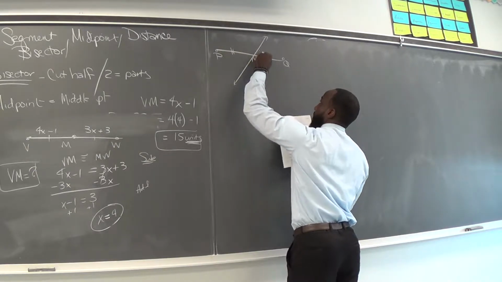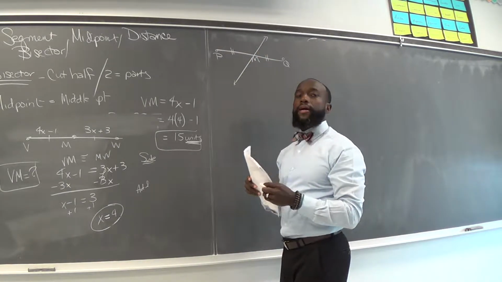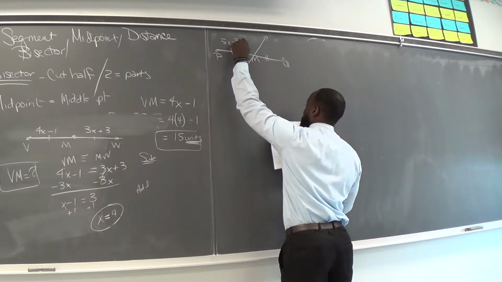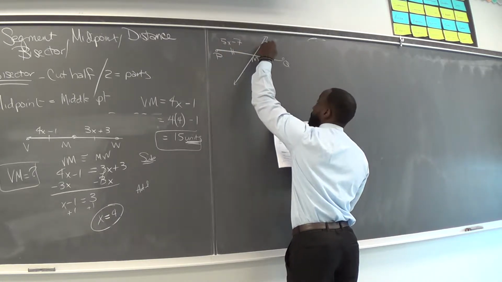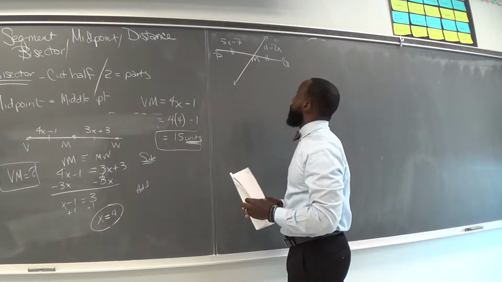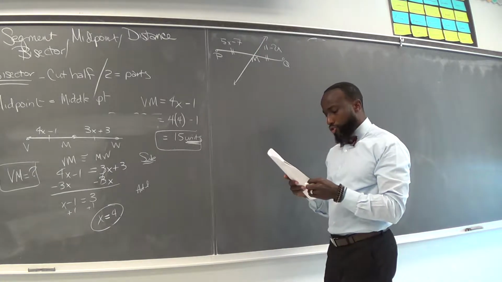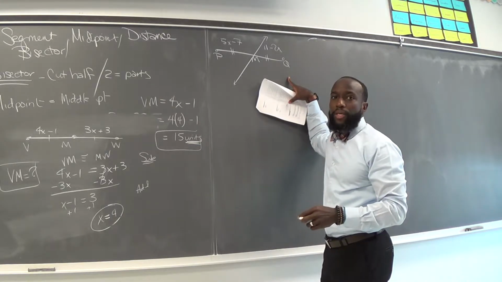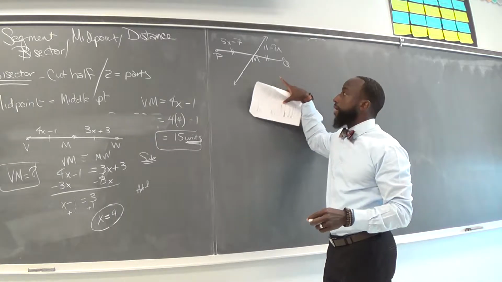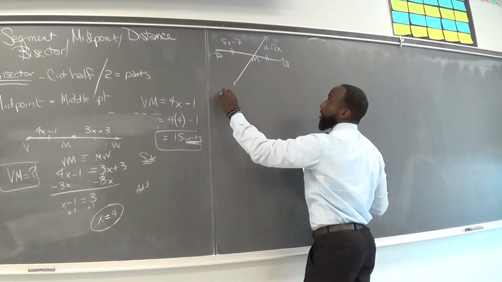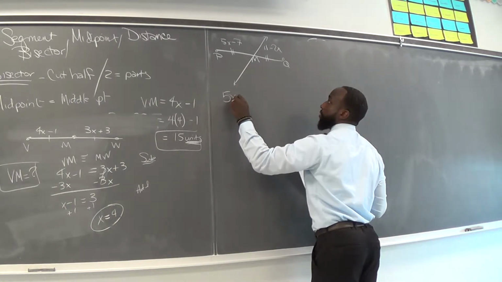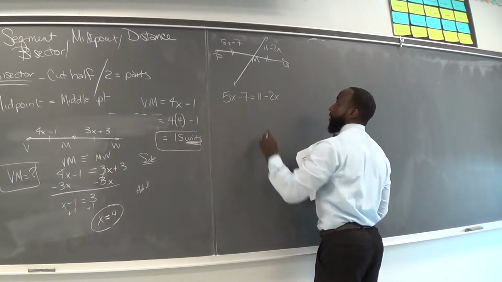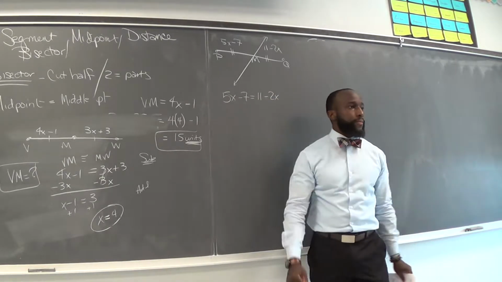These markings right here tell us what? They're congruent, very good. So we've got 5x minus 7 here, and 11 minus 2x. Now, they want to know what PQ is. In order to figure out PQ, the first thing we need to do is solve for x. So let's set them equal to each other, because the markings say they're equal.